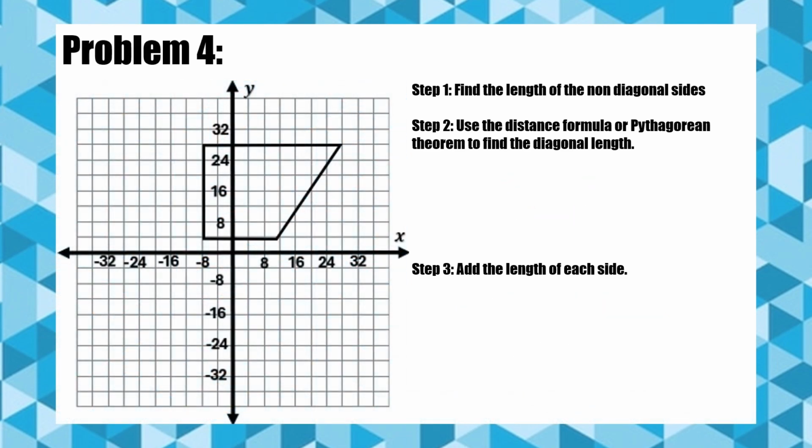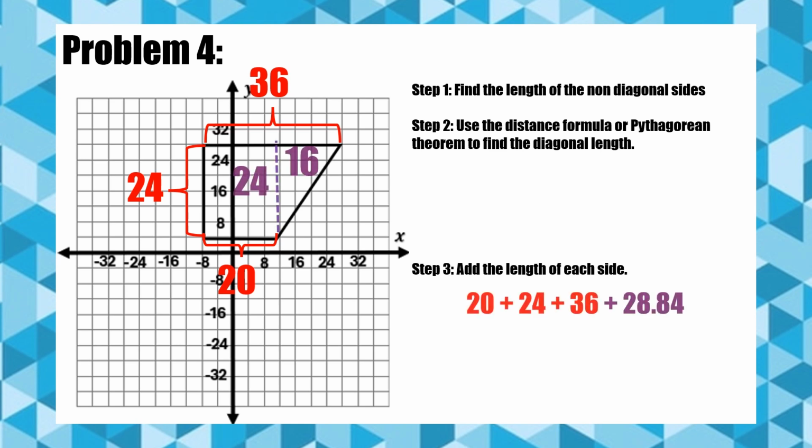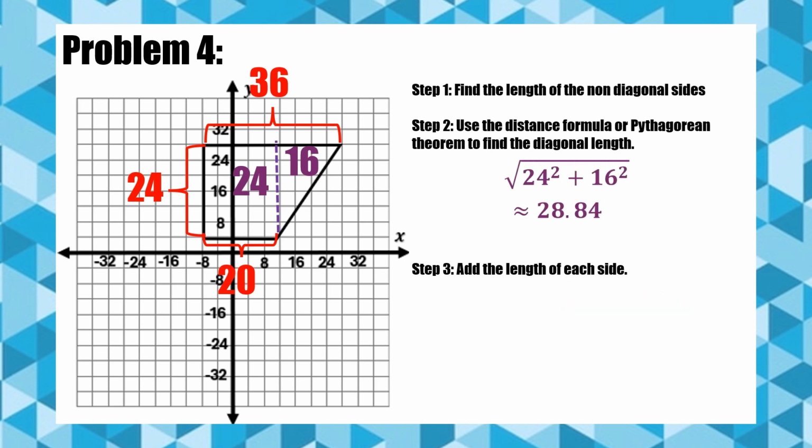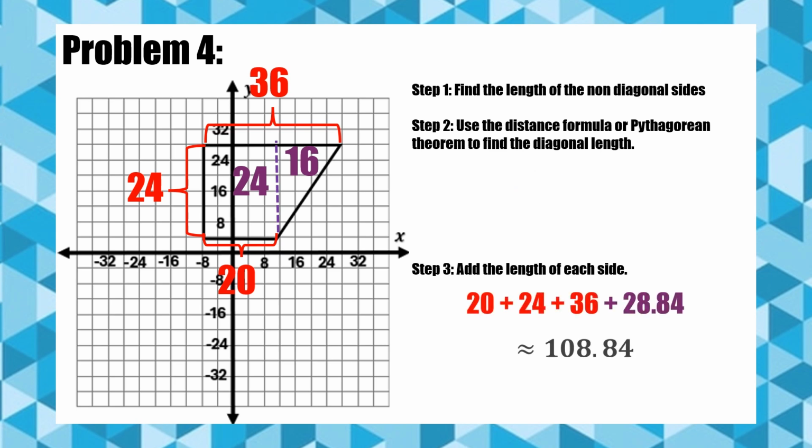For problem 4, the scale is going by 4s, we will begin by finding the length of each non-diagonal side. The top is 36 units, the left side is 24 units, the bottom side is 20 units. Next, we will draw an auxiliary line to create a right triangle and use the Pythagorean theorem to find the length of the diagonal, and finish by adding the lengths of all of the four sides.